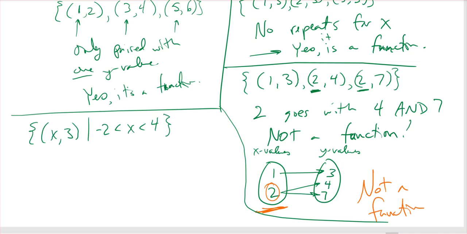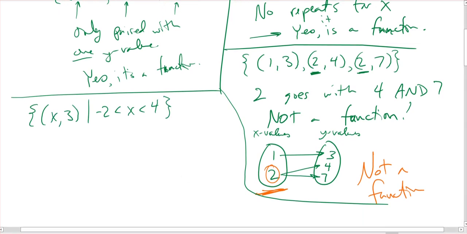Okay, so we want to know, is this a function? It's the set of all ordered pairs that look like this, where the y coordinate has to be 3. So for any of these ordered pairs, the y coordinate is always 3, and the x coordinate must be between -2 and 4, not including those endpoints, but everything up until those.